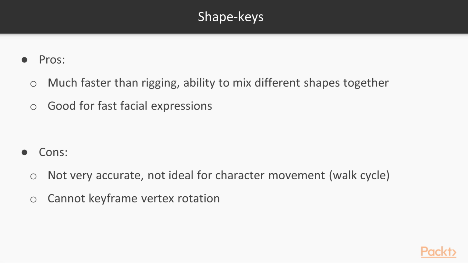The good thing about shape keys is that they are much faster and don't require very much setup. They allow for the ability to mix multiple shapes together for creating simple facial expressions. However, again, the downside is that they are not very accurate, especially not for dealing with things like character movement, such as a walk cycle. On top of this, it is also important you note that you cannot keyframe the rotation of a shape key, since all shape keys will only store the location data of each vertex. In general, it will often depend on the situation as to which method is most efficient to use.